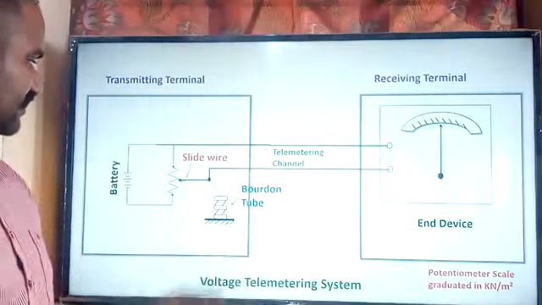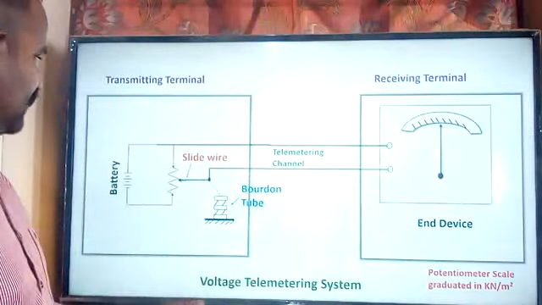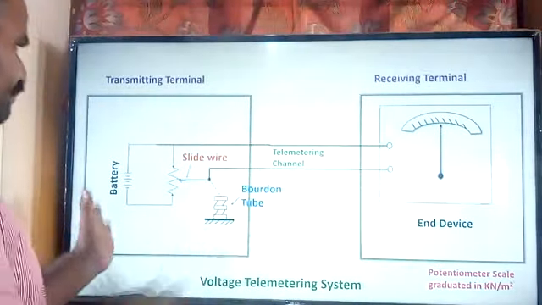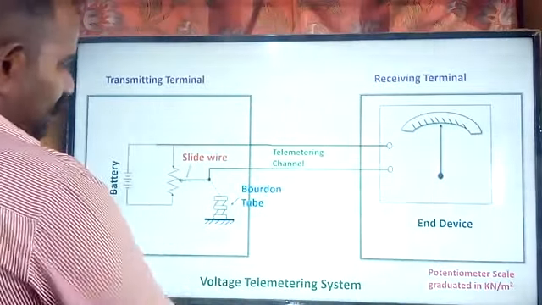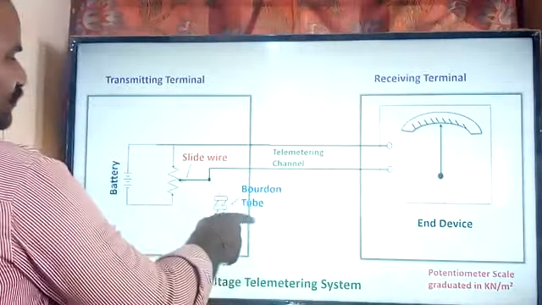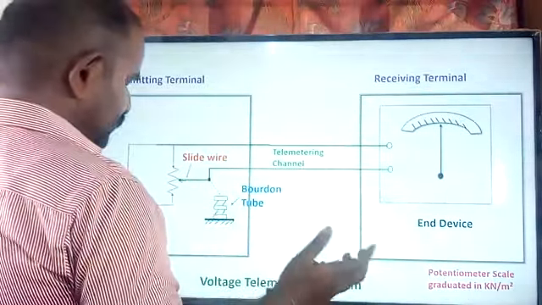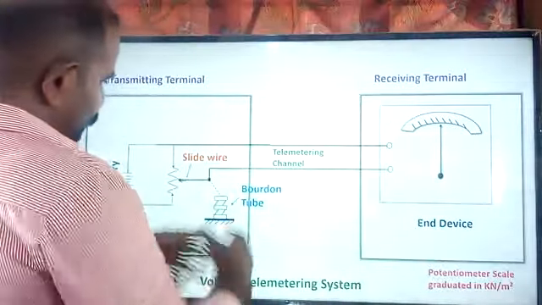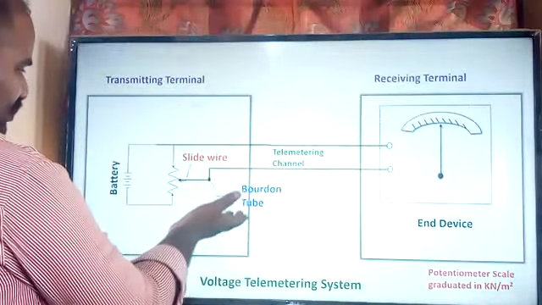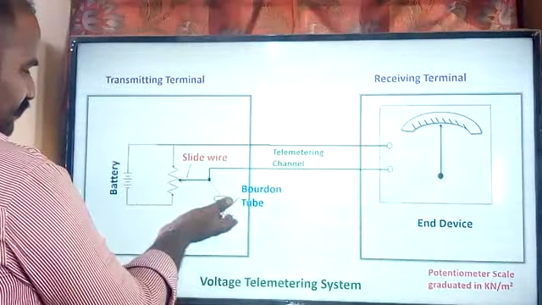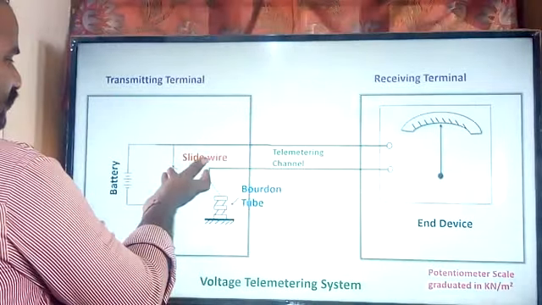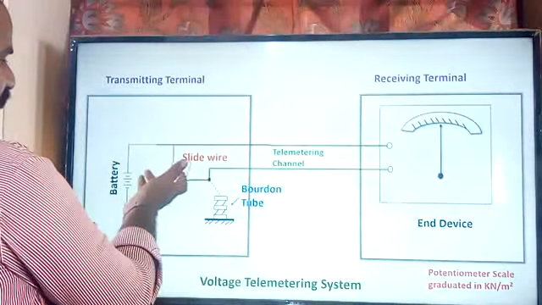In the voltage telemetering system, as we have seen, we are interested in measuring the pressure using the Bourdon tube. Now the working of this telemetering system starts from the transmitting terminal. In the transmitting terminal, the Bourdon tube senses the present pressure in the environment, and converts the pressure into an electrical signal with the help of the other end of the Bourdon tube, which is connected to the sliding wire, connected to the third terminal of the potentiometer.